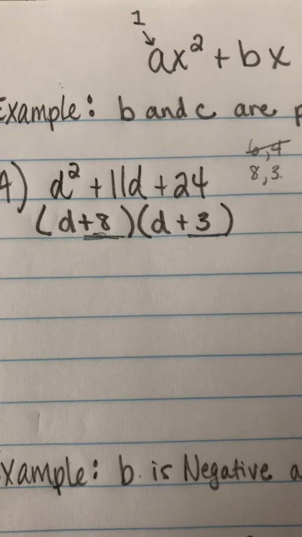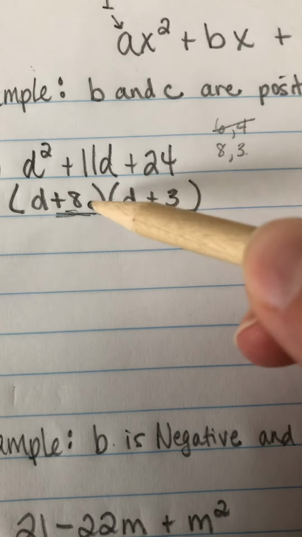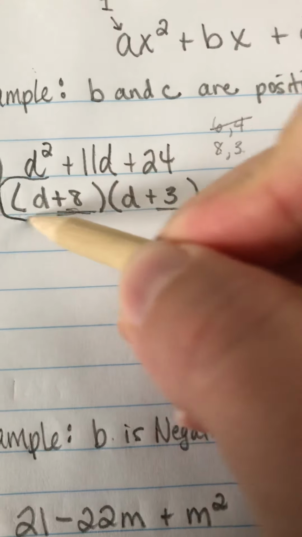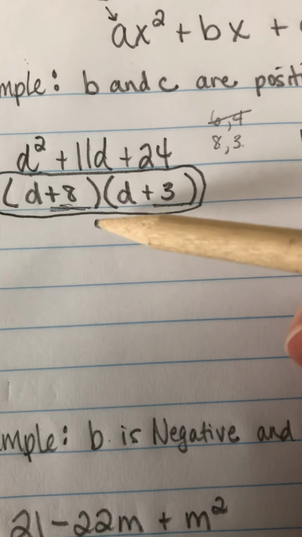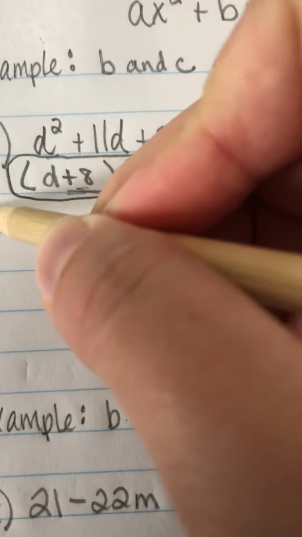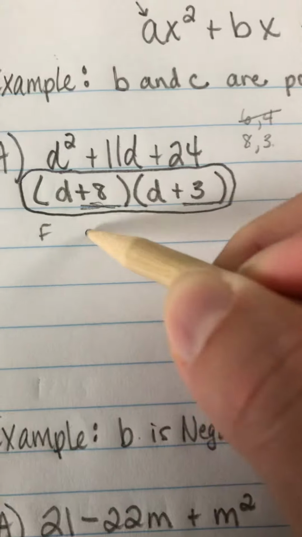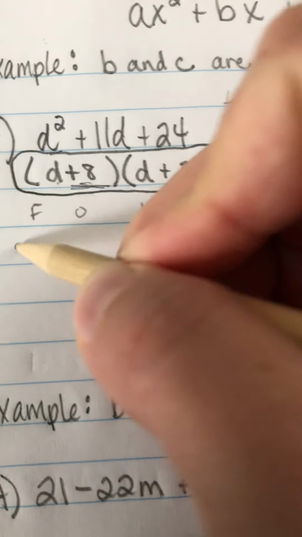So as you've heard me say lots of times recently, you can always check these answers. So again, this is the answer, and you can check it by foiling. I'm just going to do this one time just so you can see what I'm talking about. So foiling to check, always. It's a good idea. So the first would be D times D.